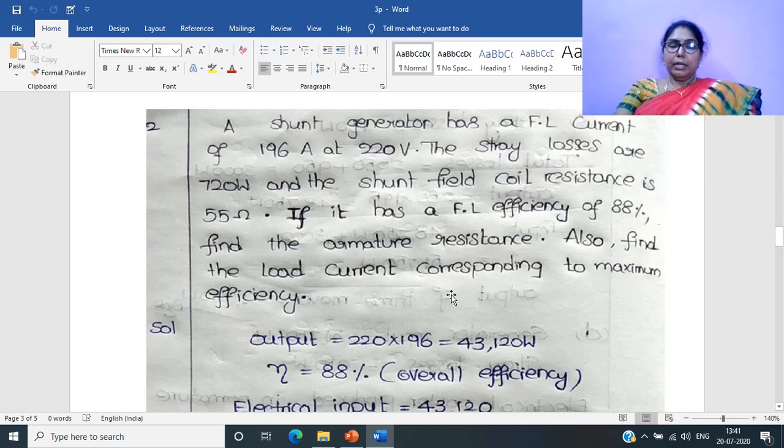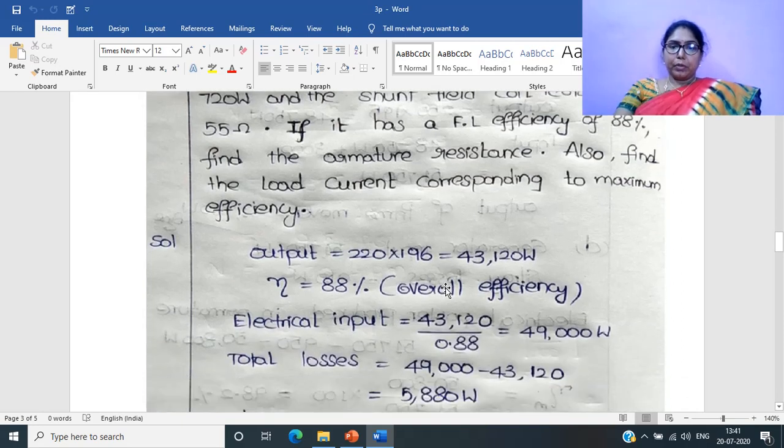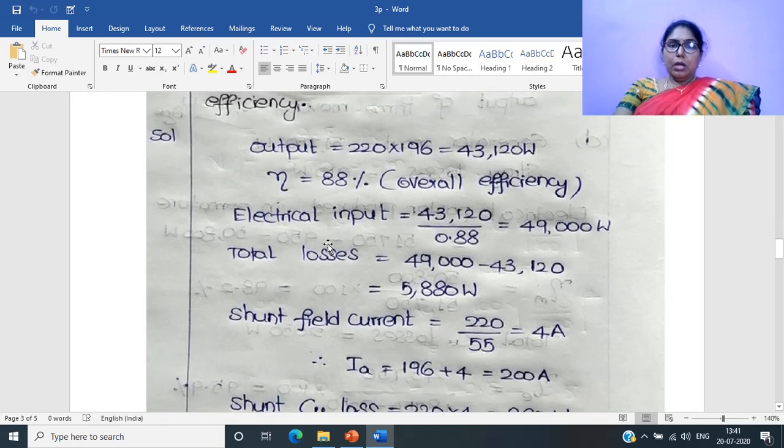The derivation we already did in this video. First, the output I am going to calculate. They have given the terminal voltage as well as the load current, so output equals 220 into 196, which will give you 43,120 watts. And they mentioned in the problem the overall efficiency is 88%. Now electrical input equals output by efficiency. With the given data, efficiency is 0.88 here, and its value is 49,000 watts.